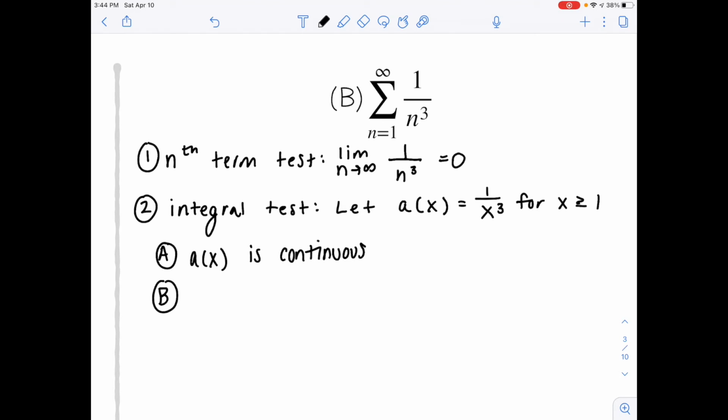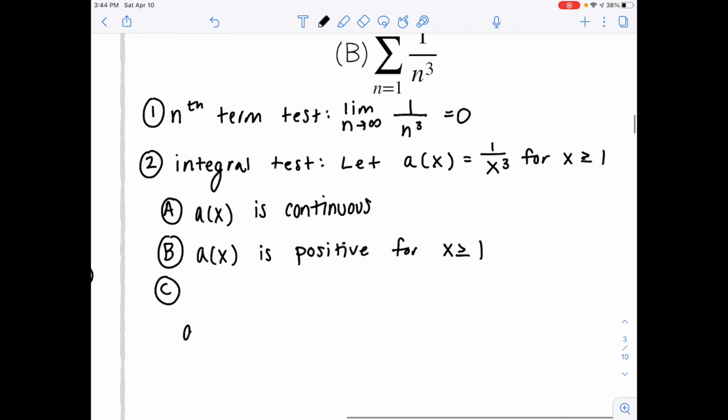Right? Okay, is it positive? Well, x cubed is always positive when x is greater than or equal to 1, so 1 over a positive number is always going to be positive. So we can say our function is positive for x greater than or equal to 1, right?